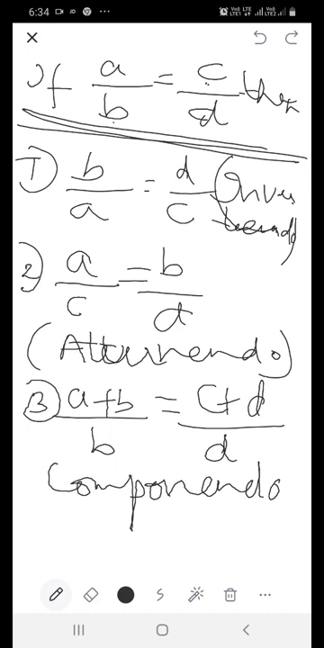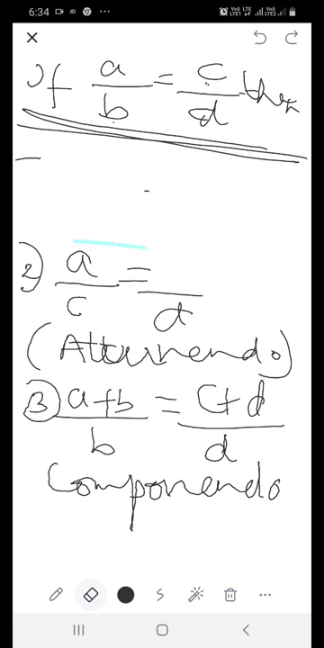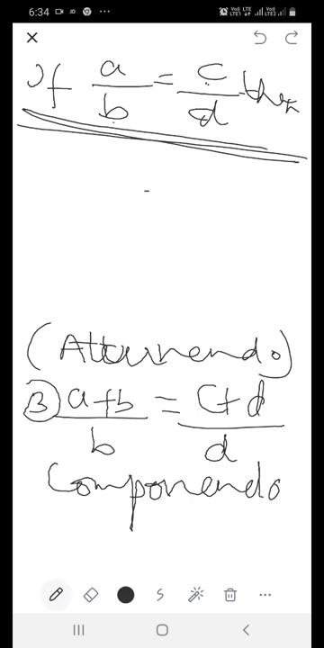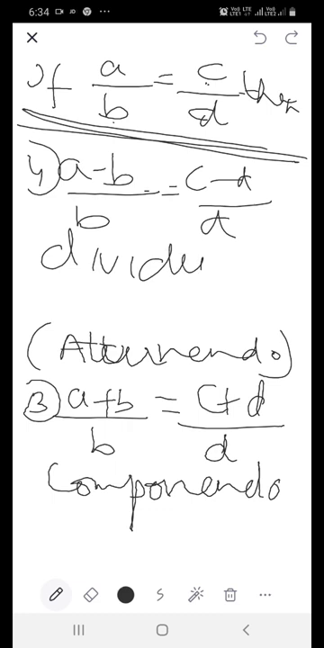Now I am taking the fourth property. For the fourth property, the given is the same. So instead of adding, now I am subtracting. a minus b upon b is equal to c minus d upon d. And this we call it as dividendo. So four properties I have taken.